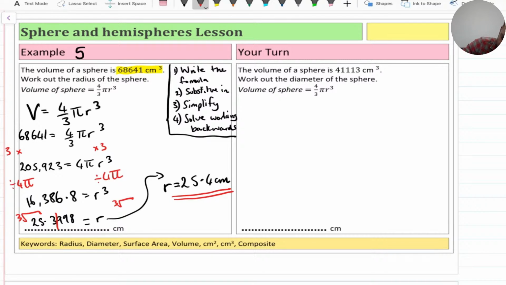So it's tricky that, because there's a few steps we need to follow. We write down the formula first, we substitute in the values we know, which in this case is the volume, and then we work backwards to find out the radius. So have a go at that one on the right hand side.